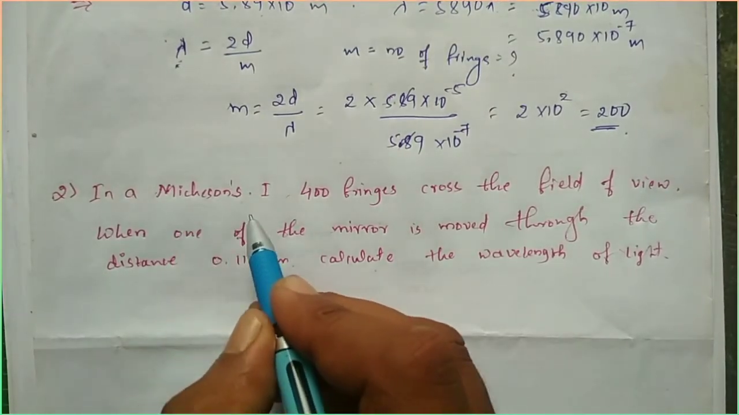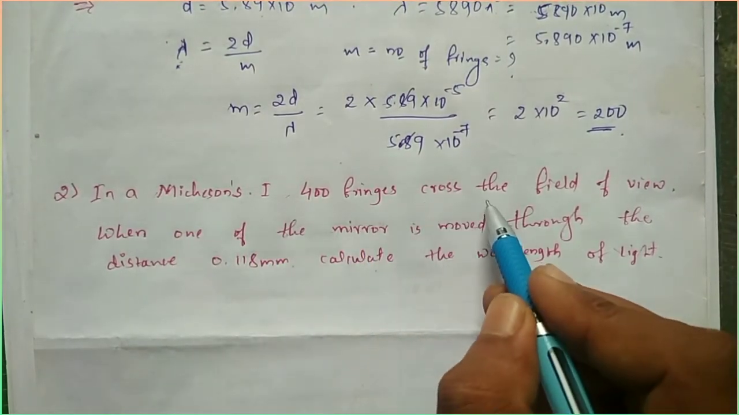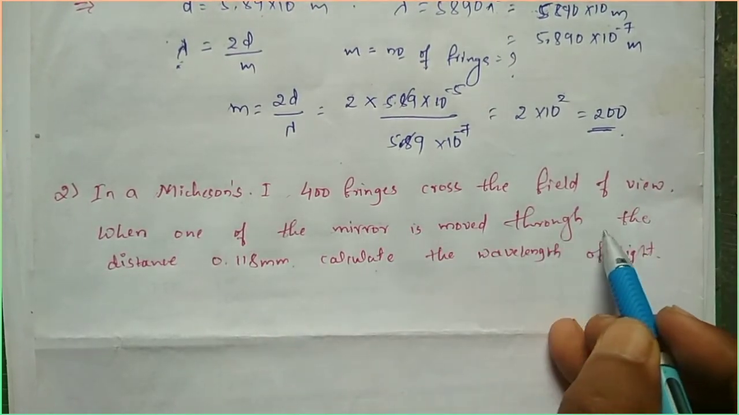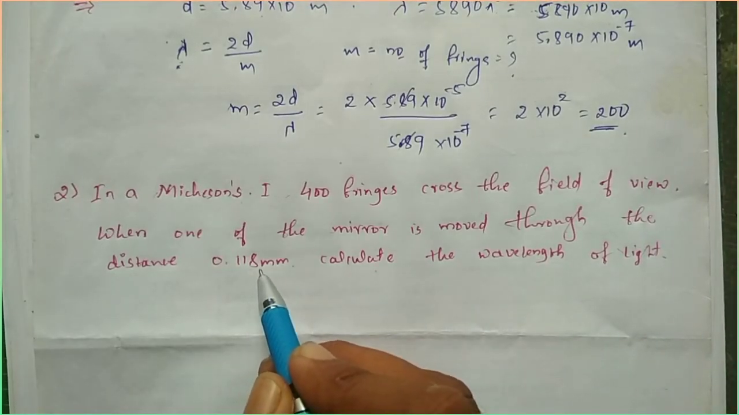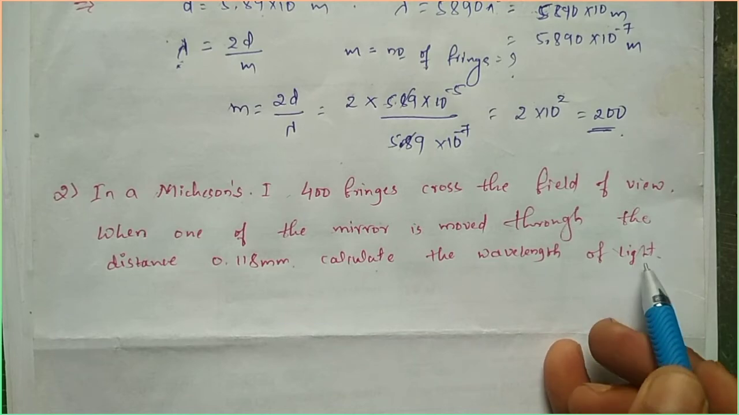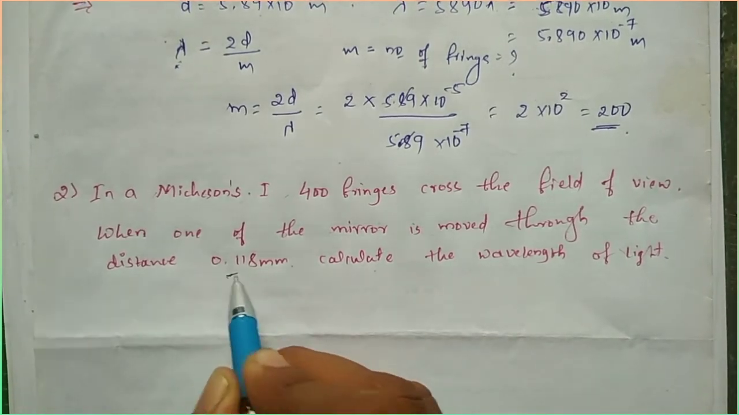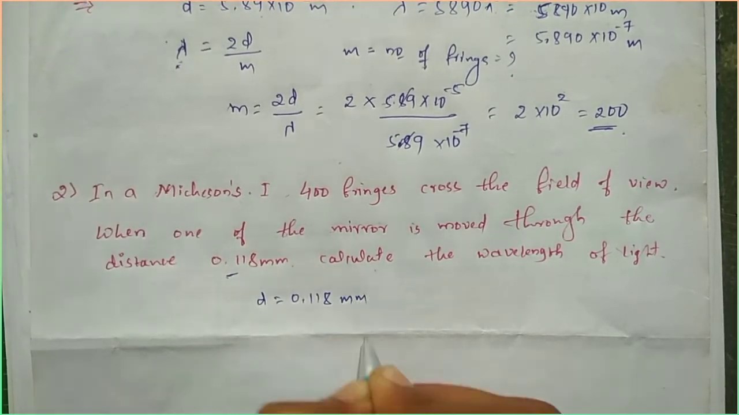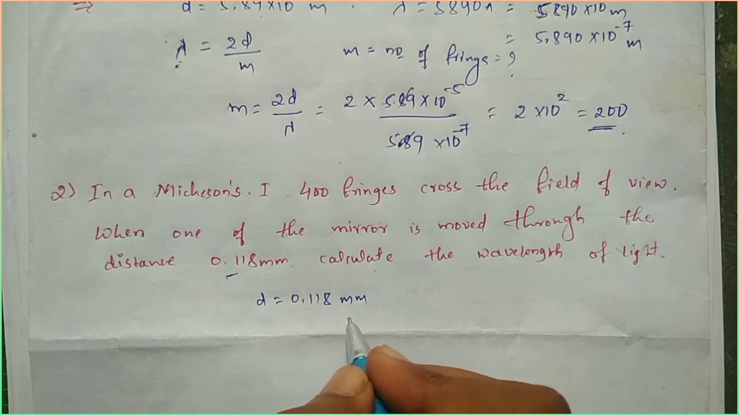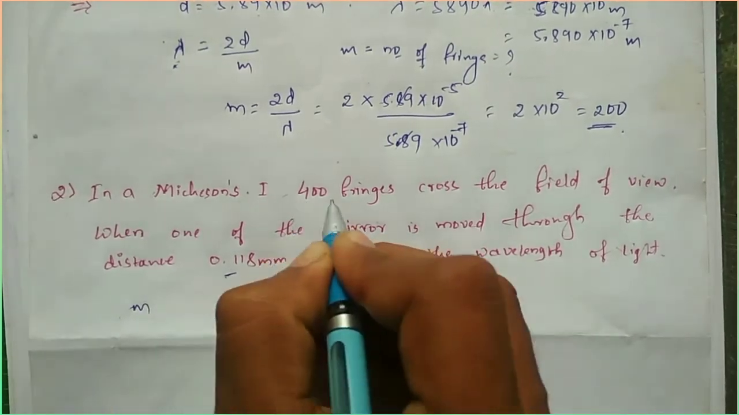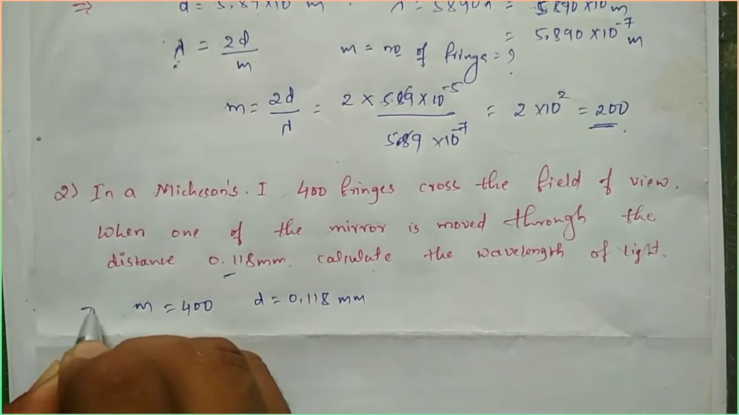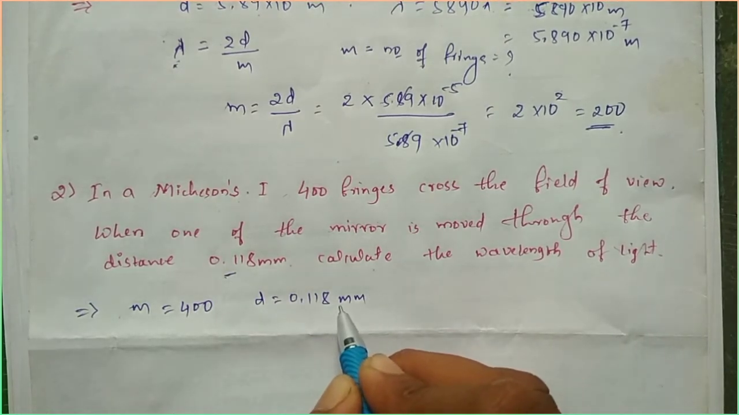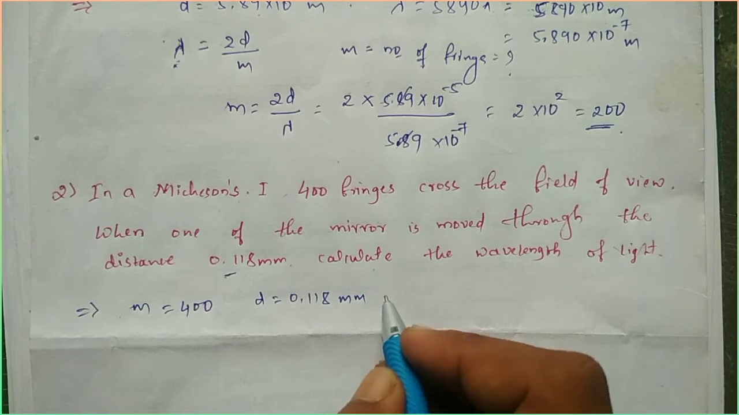Next problem: in a Michelson's interferometer, 400 fringes cross the field of view when one of the mirrors is moved through the distance 0.118 millimeter. Calculate the wavelength of light. The mirror is moved, so they have given D as 0.118 millimeter, and the number of fringes m is 400. You have to convert the distance to meters.